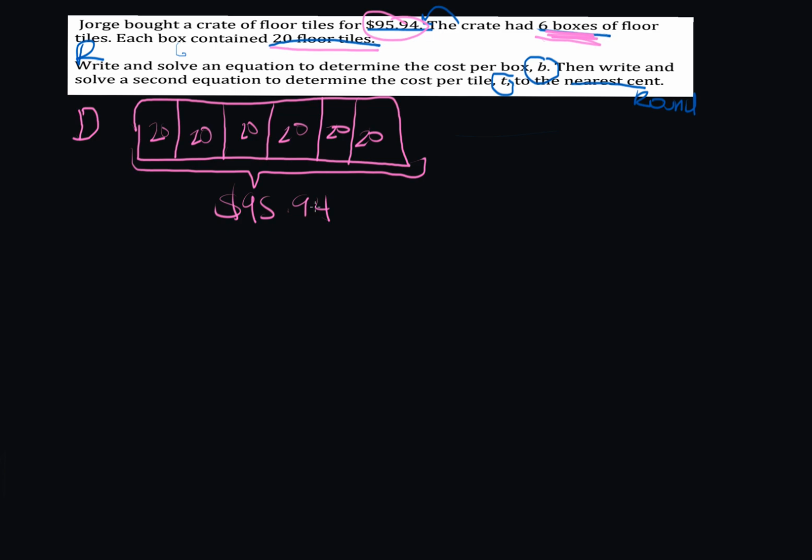Now that we have drawn our problem, we can go ahead and write our first equation. So, it tells us that we need to solve our first equation for B, which is cost per box. So we need to use B equals, because that's the variable that they gave us up here, and we're trying to find cost per box. So if our cost for the crate is $95.94, for one box, which there are 6 of them, we're going to have to divide. So let's take our cost, $95.94, and divide by 6. So let's go over to the side and divide.